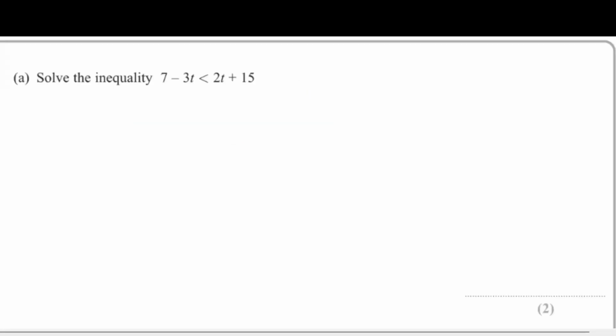Question 9 part A on linear inequalities. Let's see how to solve this one. This is the same as solving a simple equation. So let's collect all the t's to one side. I'm sending this 2t to this side. Then I've got here minus 3t minus 2t. And I'm sending the rest to the other side. So I've got here 15. I'm sending this 7 to this side.